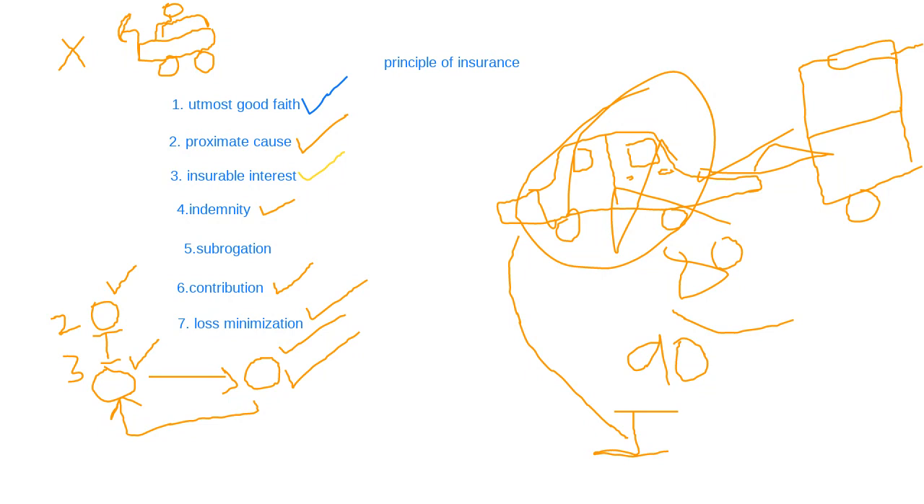Subrogation means right of the property: if it is damaged, then the right is transferred to the insurer. I hope this is clear. Next one, contribution.